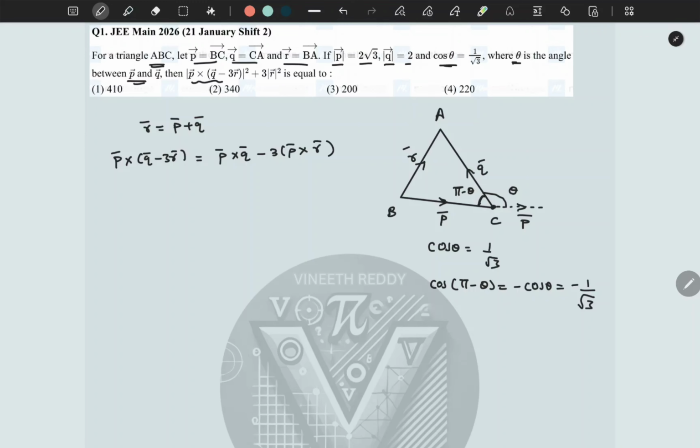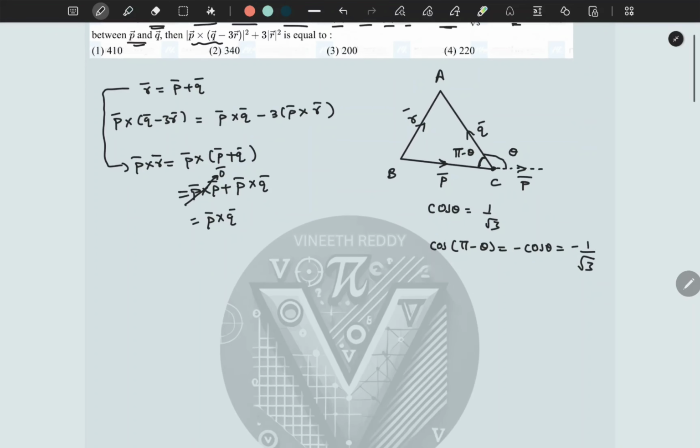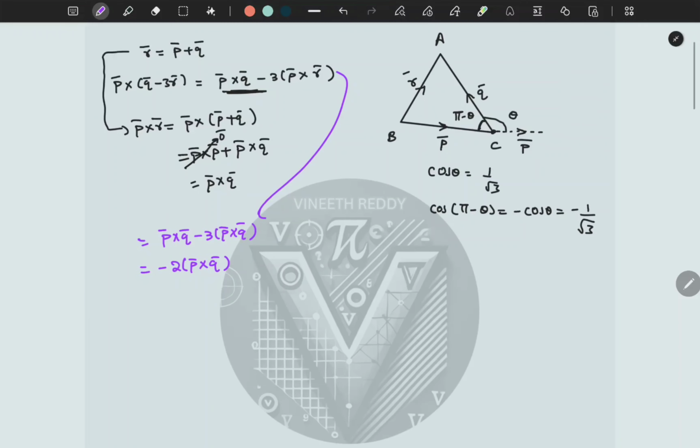Okay. And from here, what will P cross R be? Let us pre-multiply with vector P. So we get P cross R is equal to P cross of P plus Q. This should be P cross P plus P cross Q. This should be a null vector, dear students. So we have P cross R as P cross Q. So ultimately, now this will be equal to P cross Q minus 3 times P cross Q, which is nothing but minus 2 times P cross Q, right?